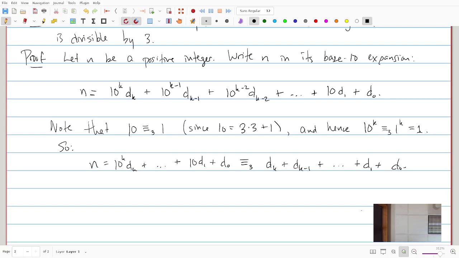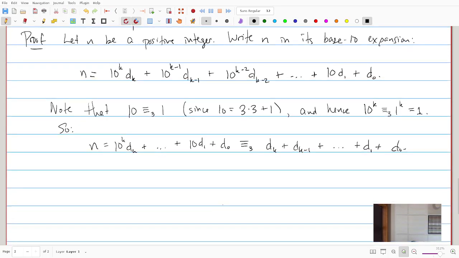And the same for multiples of 5, right? 5 is a divisor of 10. So all the powers of 10 go away, and you're just left with the last digit. So again, you just look at the last digit, it tells you if it's a multiple of 5. How about 7?